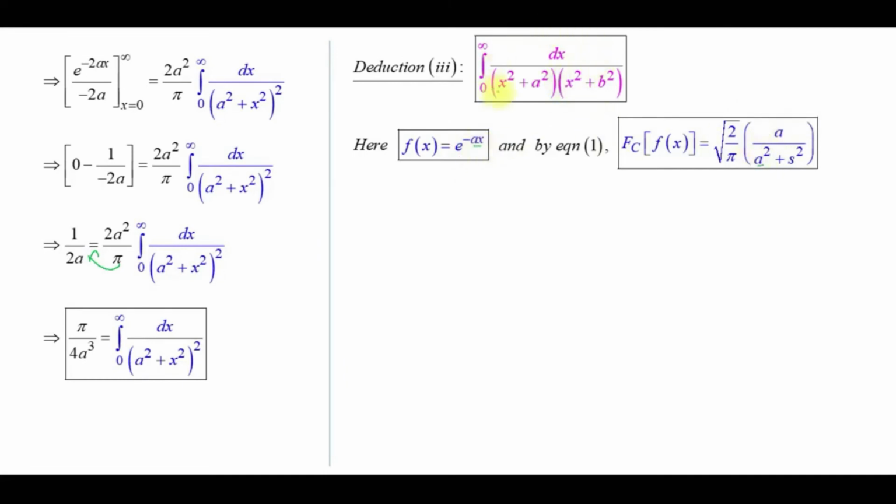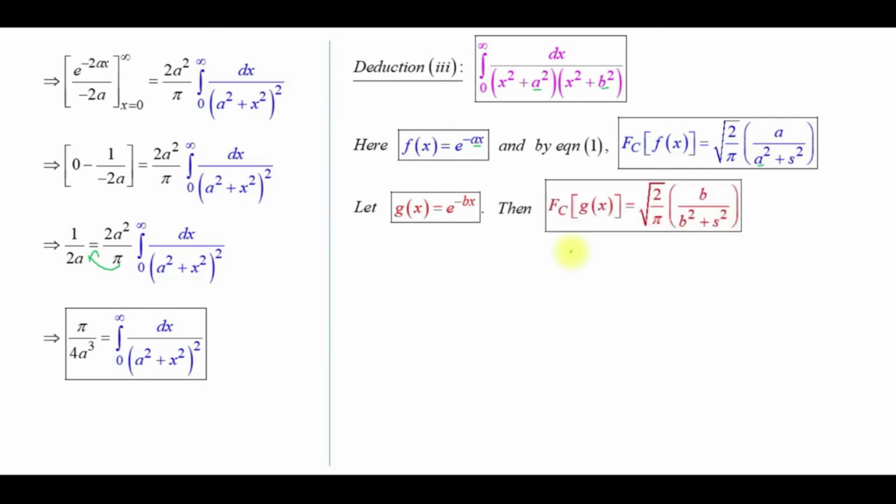But in this deduction there are two constants, namely a and b. So we have to introduce g of x, g of x equal to e power minus bx. Instead of a we replace b. Then the Fourier cosine of g of x, just replace a by b, equals square root of 2 by pi into b divided by b square plus s square.